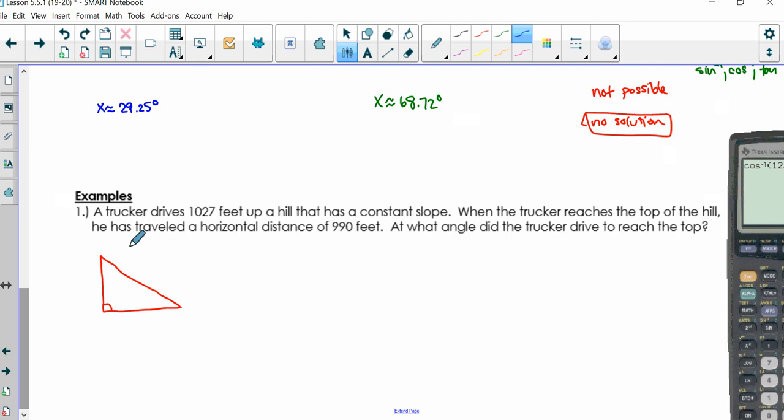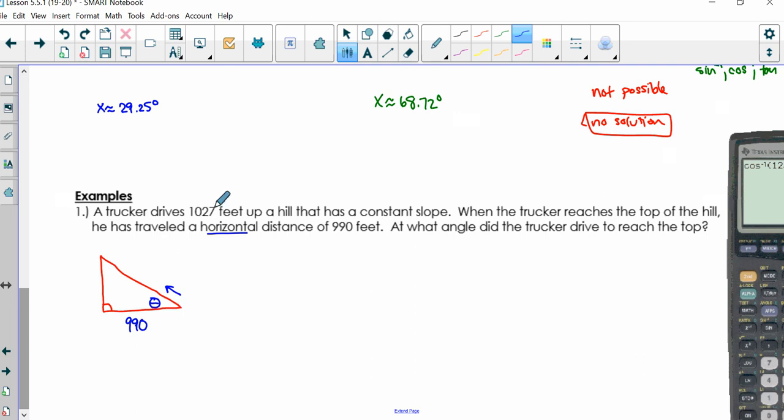So let's say I didn't know what that was and I kept reading. When the trucker reaches the top of the hill, he's traveled a horizontal distance of 990. The horizontal distance would be this right here, because this would be vertical and this would be diagonal. At what angle did the trucker drive to reach the top? Well, the only angles would be this one and this one, since that's 90. If the trucker is driving towards the top, that means he's going this direction, which means this is our angle that we want to know. So that's theta.